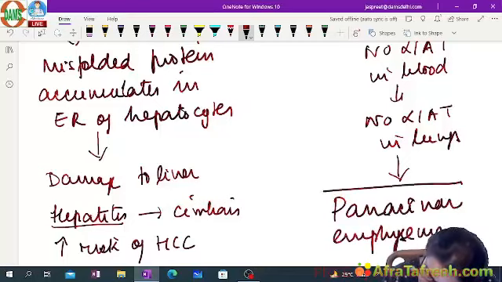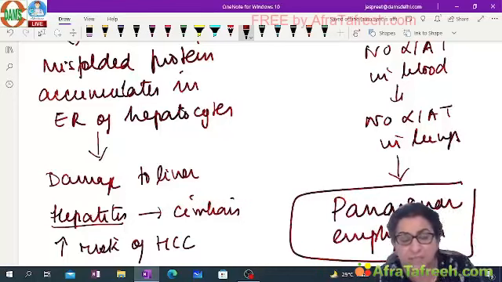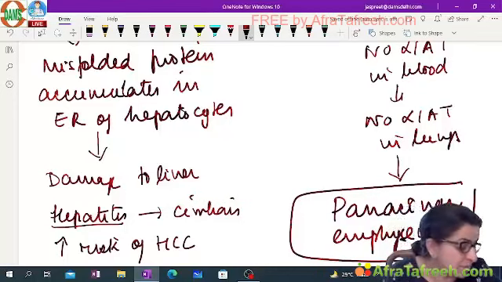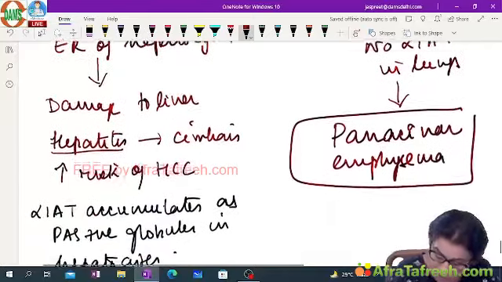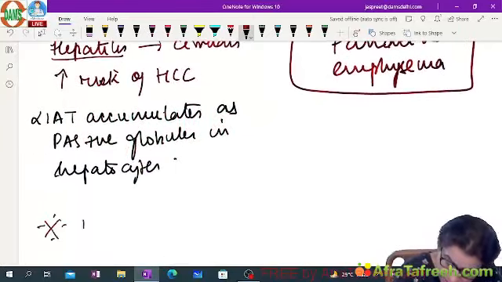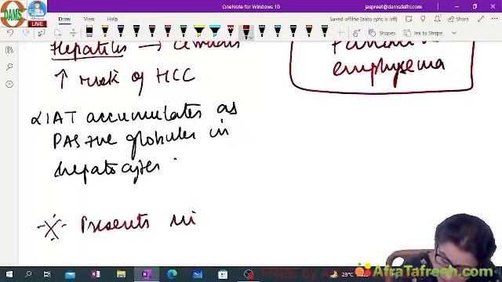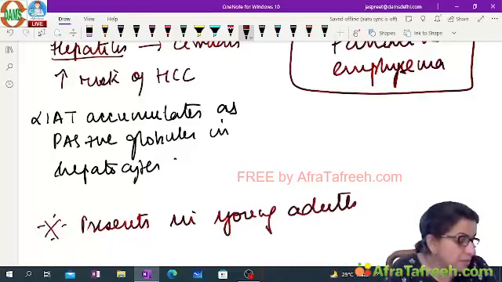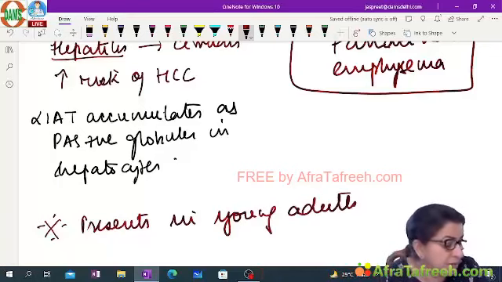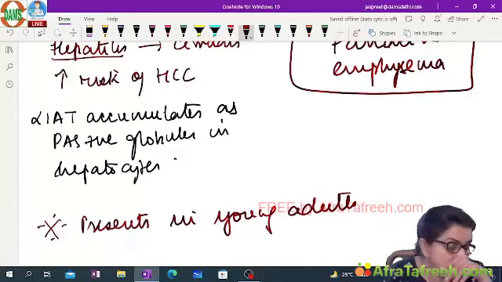So the patient ends up with pan-acinar emphysema. So there's early onset emphysema. Alpha-1 antitrypsin deficiency usually presents in young adults. So a young adult with emphysema can also have hepatitis and then cirrhosis of the liver.